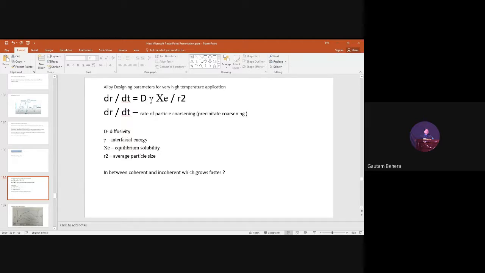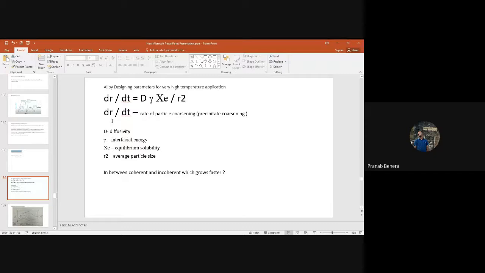Second, if the interfacial energy is more, particle coarsening will be more. If the equilibrium solubility in the matrix is more, then particle coarsening will be more. But it is inversely proportional to the average size of the particle. If the particle size is very small, coarsening will be more. If the particle size is bigger, then the coarsening rate will be less. So this equation you have to remember.